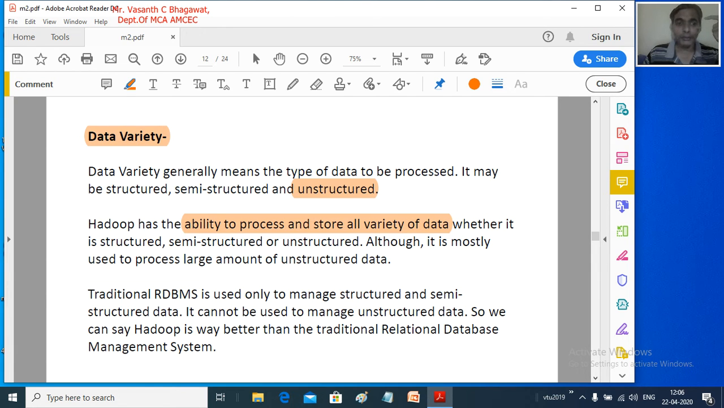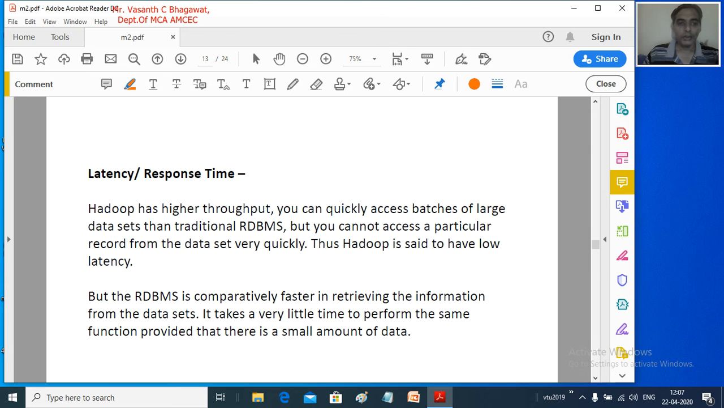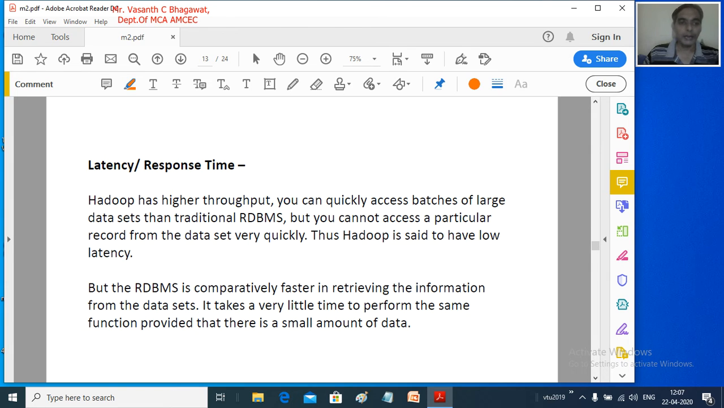But with traditional RDBMS, you can store only structured data, and to some extent semi-structured data, but you cannot deal with unstructured data in your RDBMS. Whereas in Hadoop, since data variety is a very important feature of big data and Hadoop supports that, we can go with Hadoop compared to RDBMS.